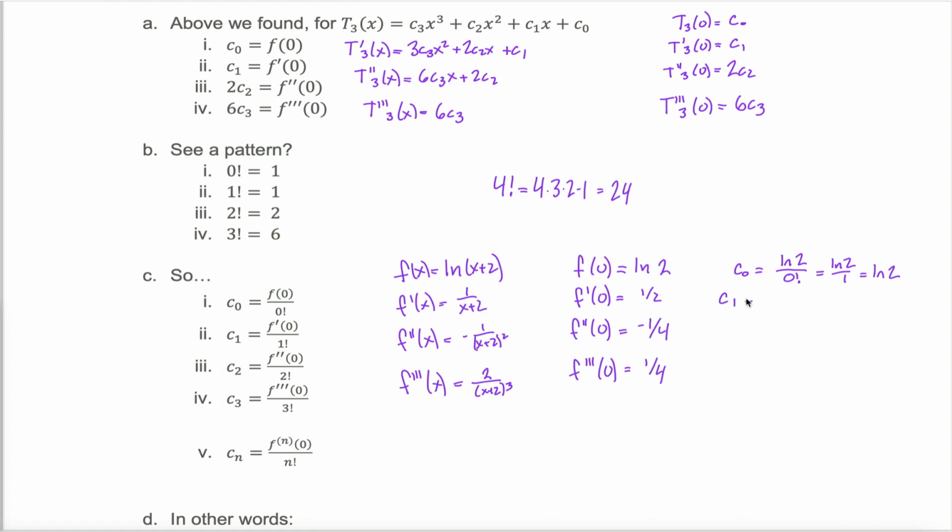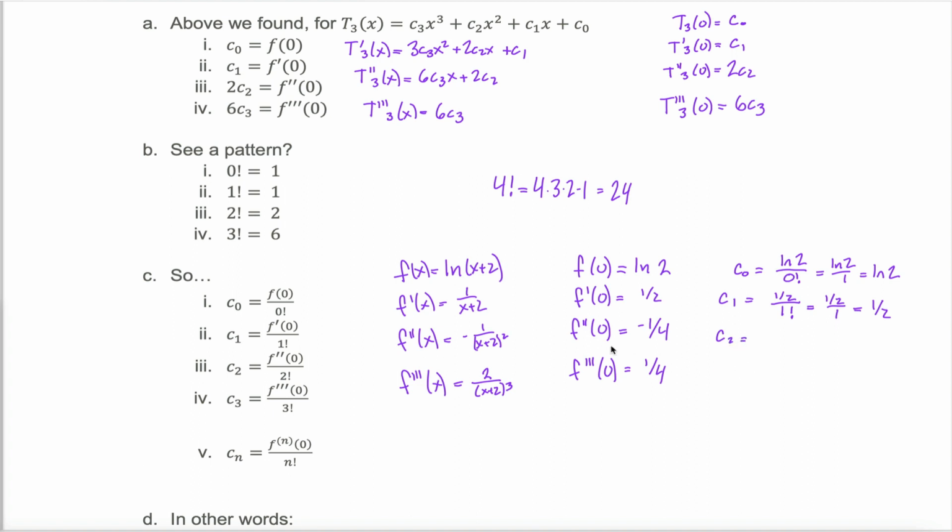Similarly, I can calculate C1 by taking f prime of 0, which remember is 1/2, and dividing that by 1 factorial. Well, 1 factorial is just equal to 1, and 1/2 divided by 1 is just equal to 1/2. Really, things don't get too interesting until I calculate C2.